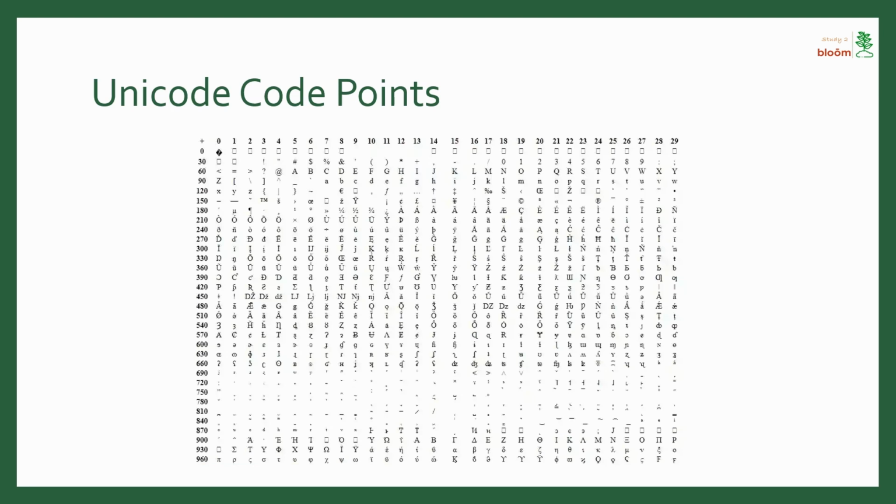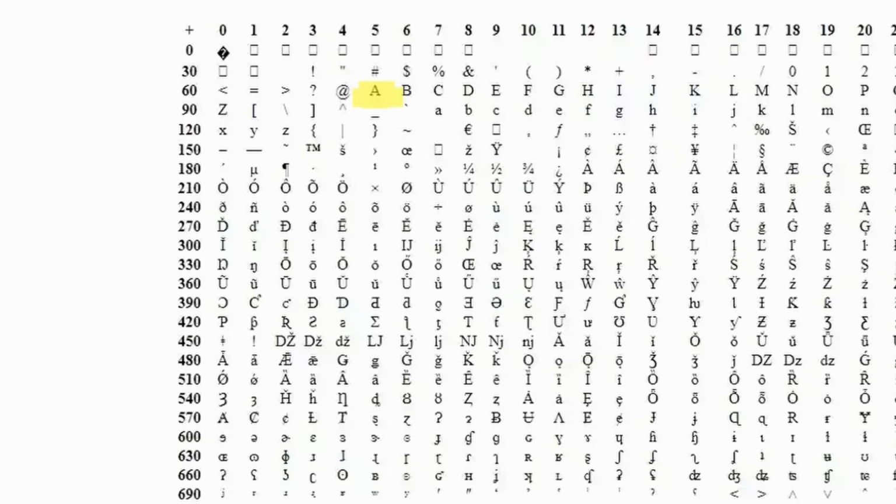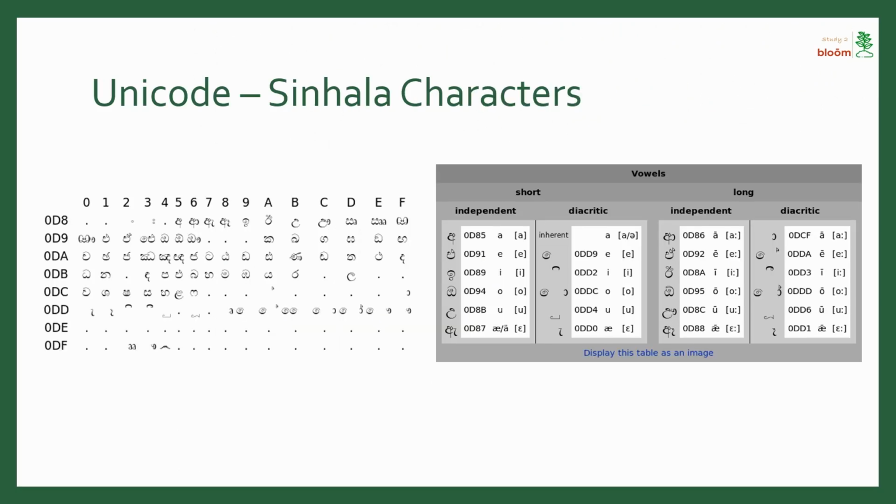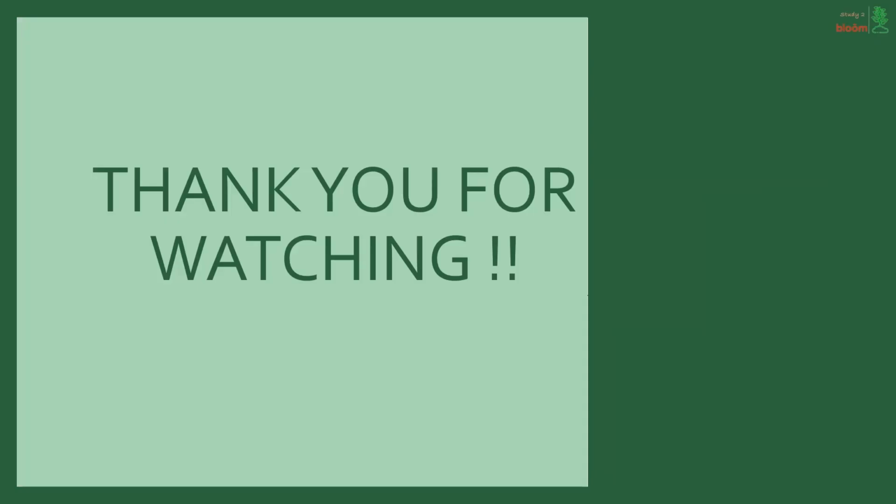As I mentioned before, the first 128 Unicode code points align with ASCII, and as you can see, 65 is capital A, the same as the ASCII encoding scheme. Now in this slide you can see some more Unicode characters. Here I have used Asian language Sinhala characters, which are not captured under ASCII format. The range starts with 0D80.